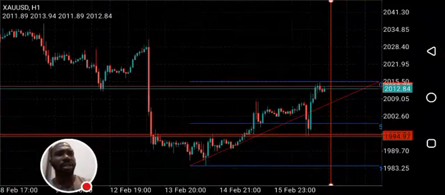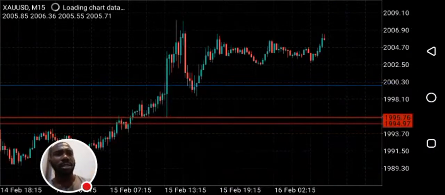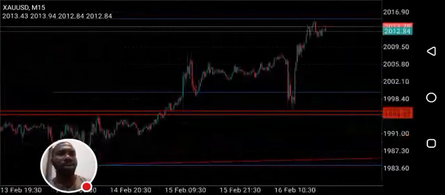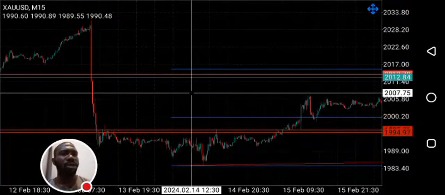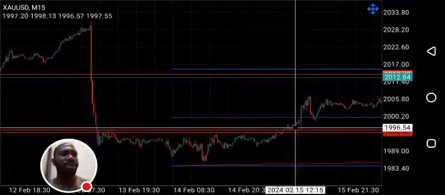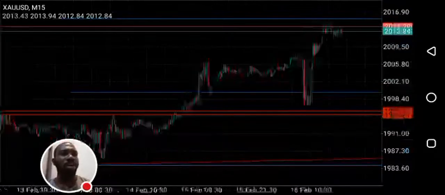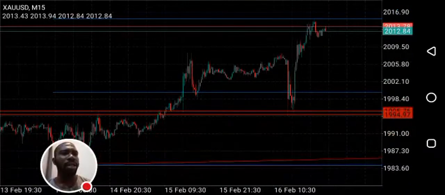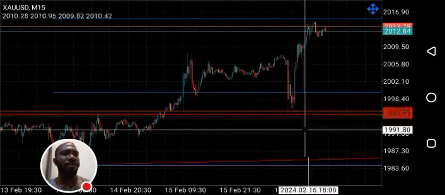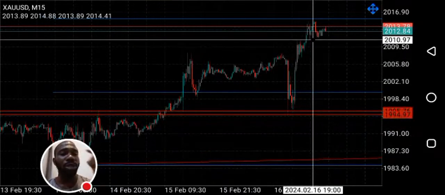Let's just check 15 minutes. You can see on 15 minutes also there was a break of structure, which created a fair value gap on the 4 hour time frame, and price had to pull back to fill that fair value gap before it continued with its bullish move.